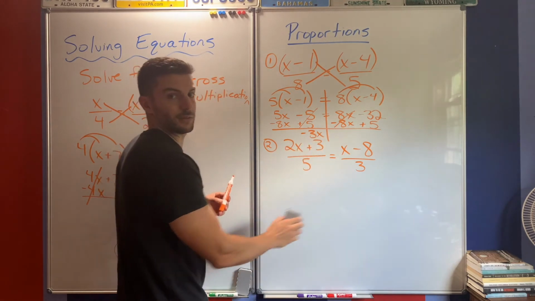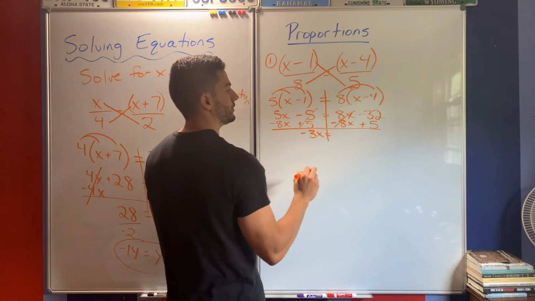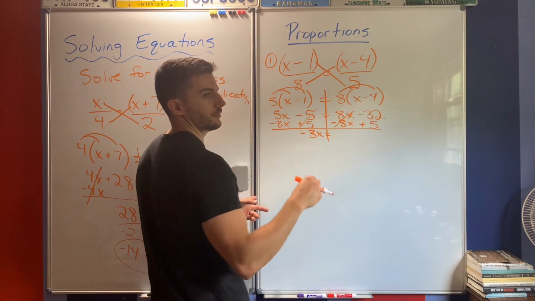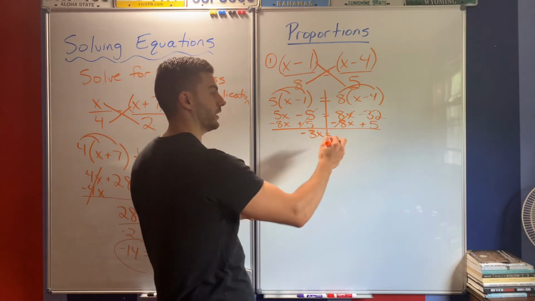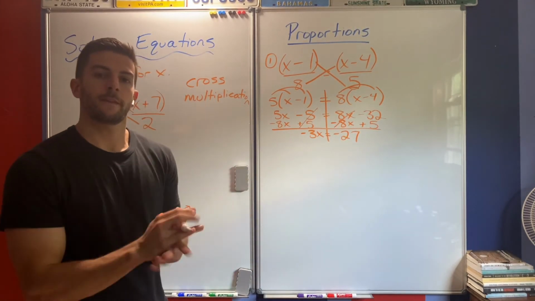Okay, let me erase this real quick. All right, equals negative 32 plus 5. So negative 32 plus 5 takes me to negative 27. Okay, so there we go.